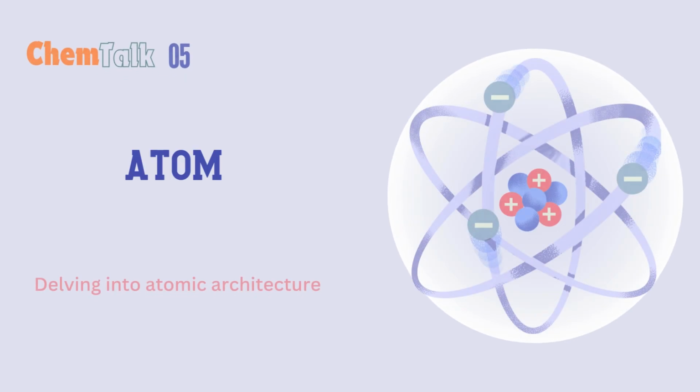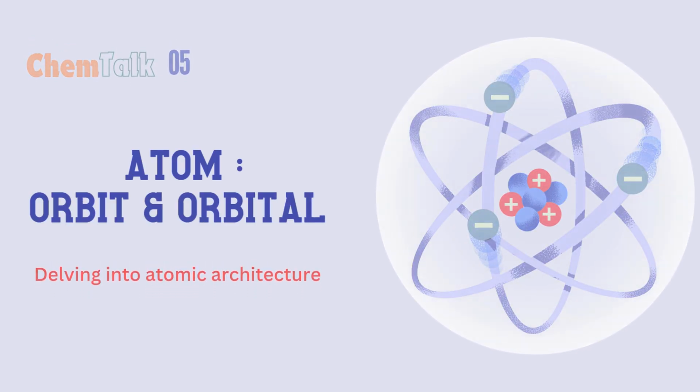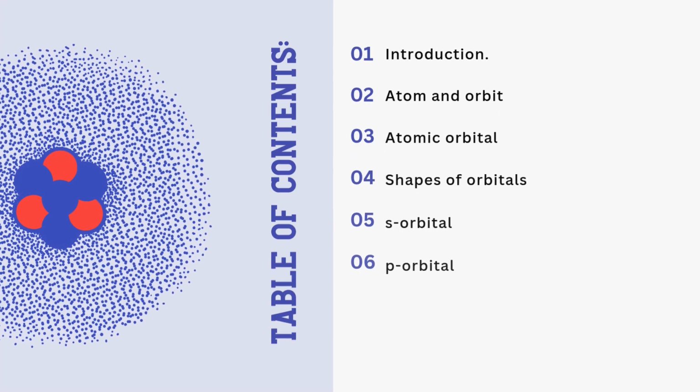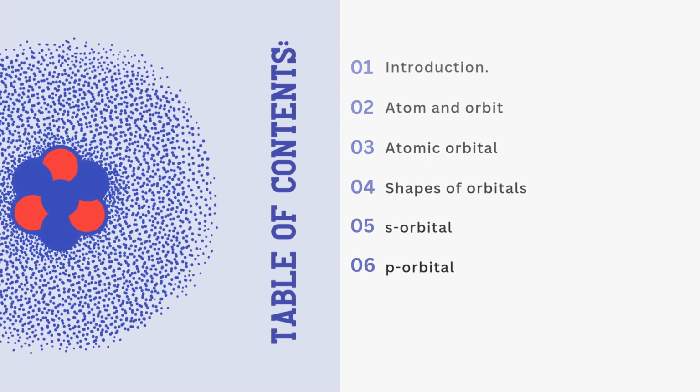In ChemTalk 5, we will discuss the orbit and orbital. Today's talk comprises Introduction, Atom and Orbit, Atomic orbital, Shapes of orbital, s orbital, p orbital.